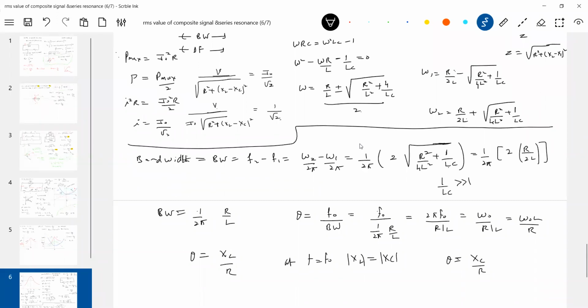Fine tuning, they say, no. Omega naught, with that you are selecting the channel. Again, to avoid any disturbance, what happens? We do fine tuning. What is that fine tuning?